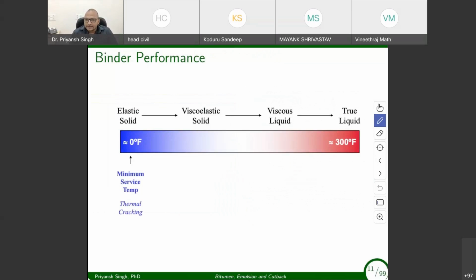Now, in order to characterize the asphalt binder, we first need to look at the different conditions the asphalt binder will go through in its life. First is when the temperature is very low. When the temperature is very low, the asphalt binder will behave like an elastic solid. This actually resembles the minimum service temperature of the pavement, and here the asphalt or your mixture can undergo thermal cracking.